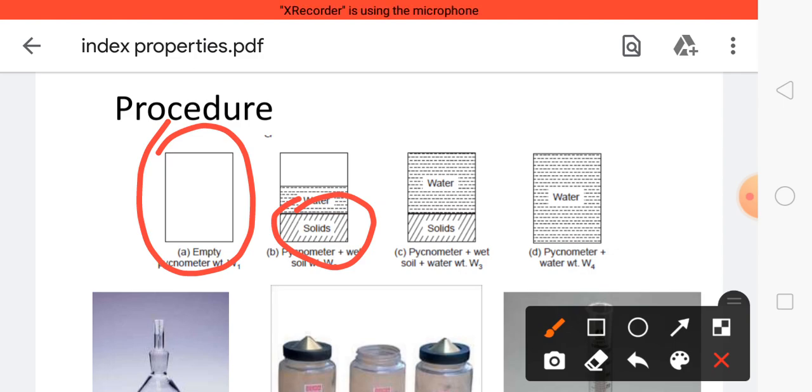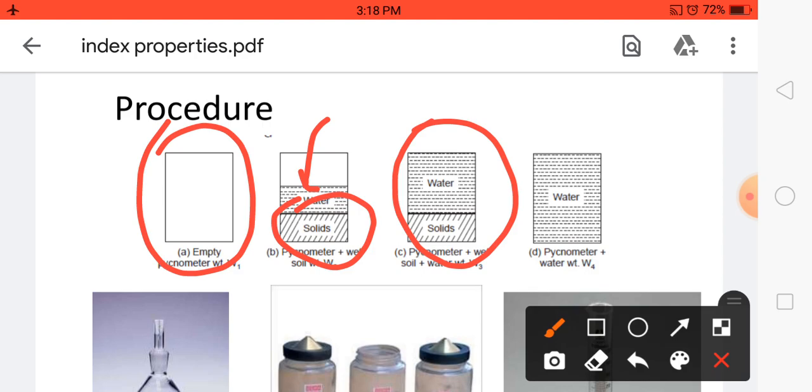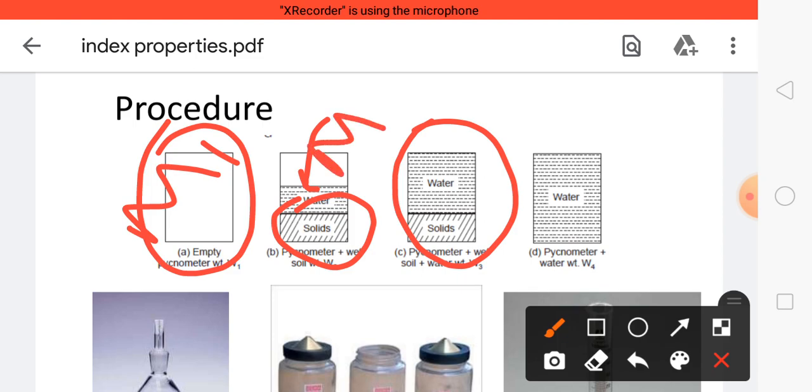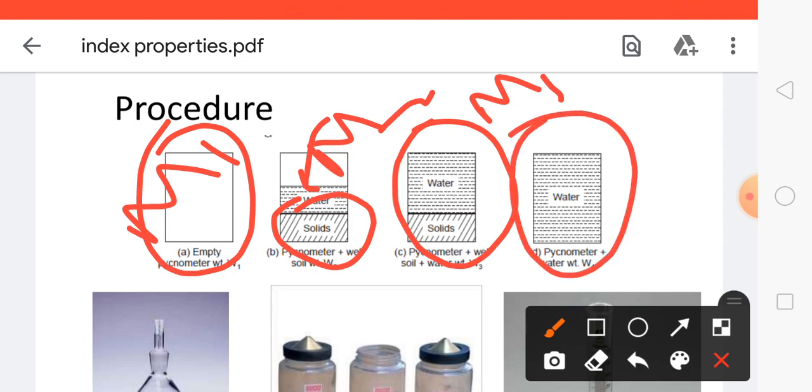Next take dry soil in this pycnometer, oven dried or air dried. In this specific gravity test, take dry soil and add water and fill this pycnometer up to the top of this conical flask, and take that weight as M2. This is M1, this is M2, only soil and container. And next, fill this pycnometer with water and take that weight as M3. Next, clean this pycnometer and fill it with water and take that weight as M4.